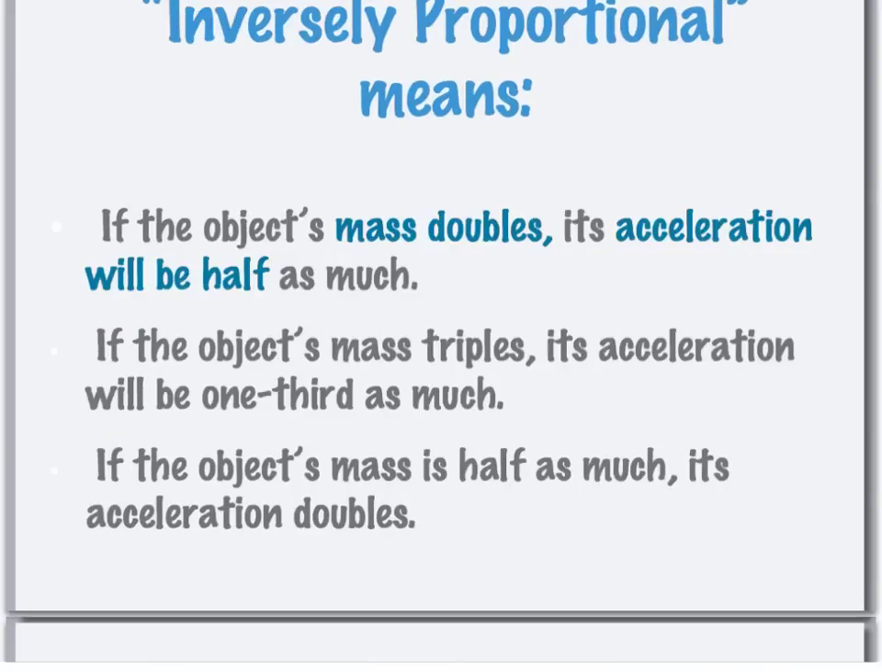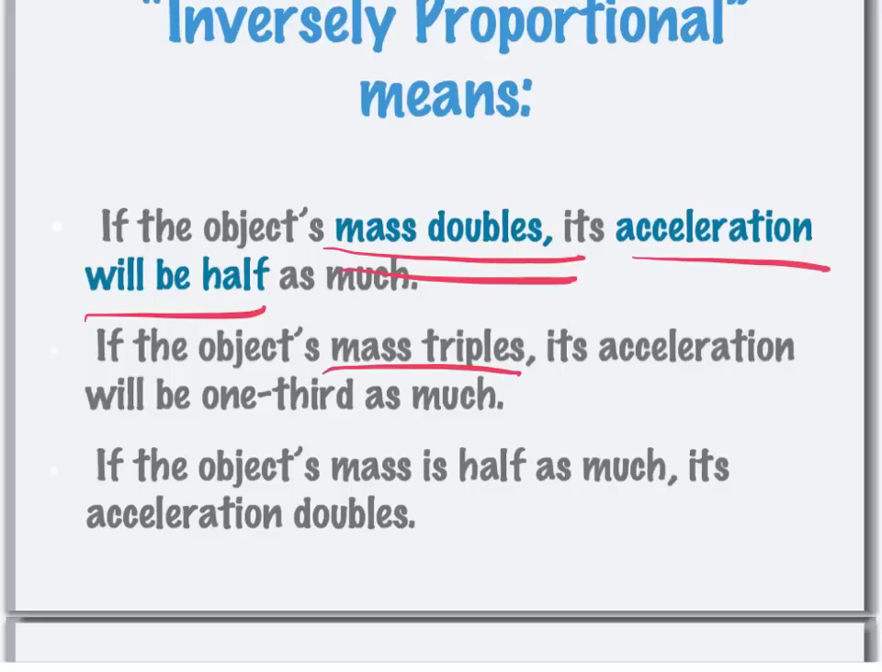Now, the term inversely proportional is the opposite. If the object's mass doubles, that means its acceleration will be half as much. If the mass triples, the acceleration will be a third as much. And if the object's mass is half as much, acceleration doubles. We're going to look at that. This is going to make more sense to you when we look at the acceleration, and I have a couple of really good slides.